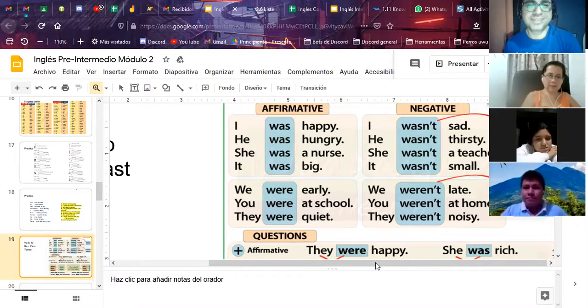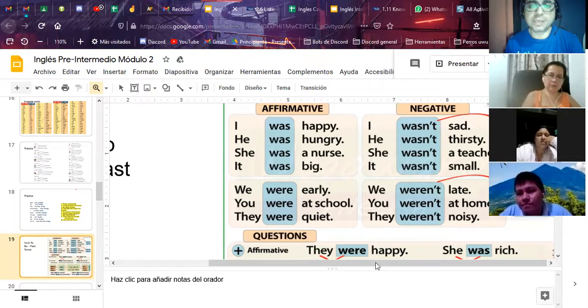Affirmative, we're going to change singular, is or am, into was. So, for example, I was happy. He was hungry. She was a nurse. It was big. And the plural, are, is going to change into were. We were early. You were at school. They were quiet. Okay, so it's quite simple. Do you have any questions about the affirmative? No. Okay.